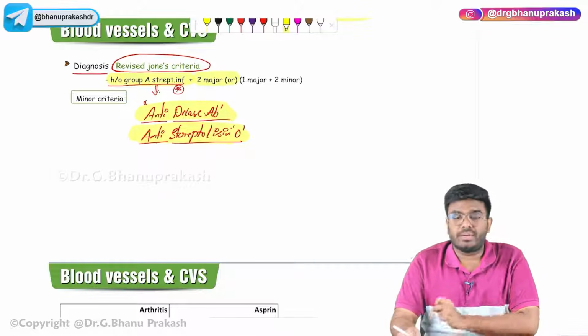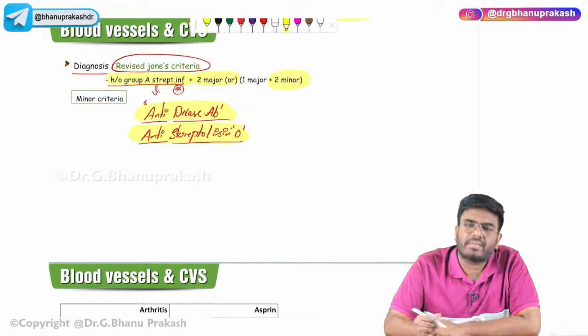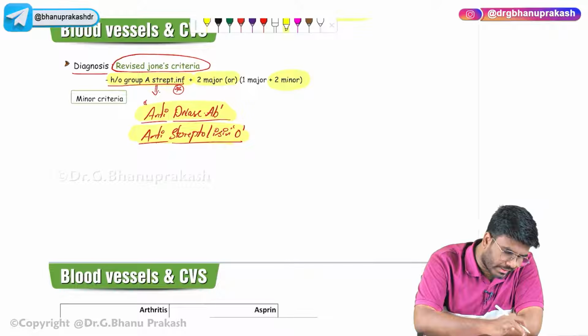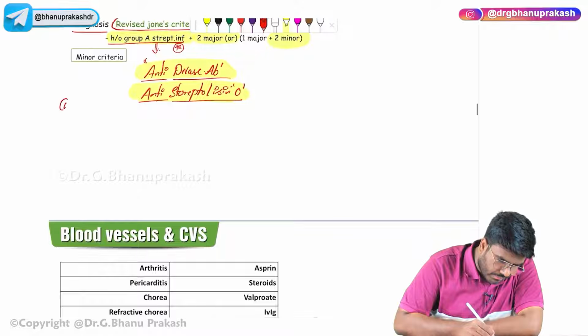The major criteria also completed. I have discussed all the 5 major criteria. Now, what I have to discuss? I have to discuss about the minor criteria. So, what are considered as the minor criteria for rheumatic fever? The minor criteria, there are 5 minor criteria.